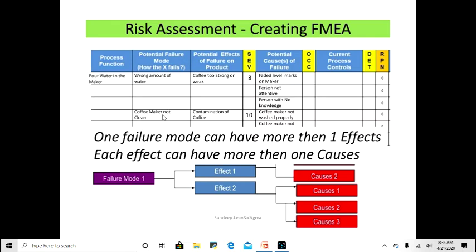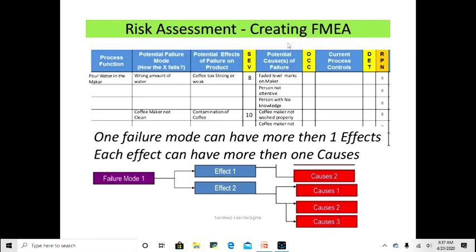And here, coffee maker not clean, again it is not washed properly, or the person is not attentive again. There may be two or three causes of this failure. So one failure mode will have one or more effects, and for each effect, the causes may be one or more. That is what is being given in this picture.